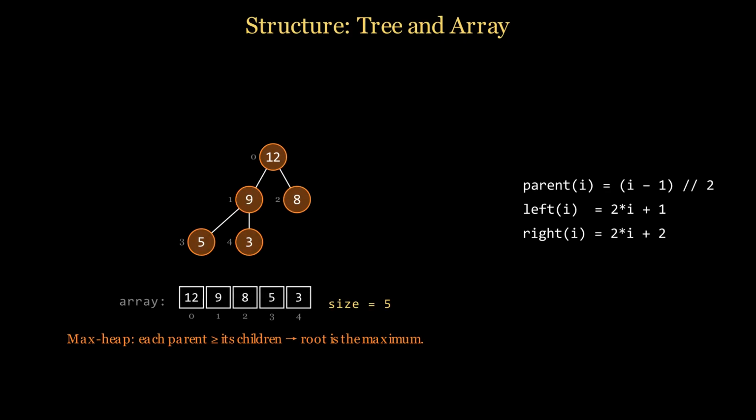In a max heap, every parent is greater than or equal to its children, so the root is the maximum. Same array layout and formulas, only the ordering rule changes.